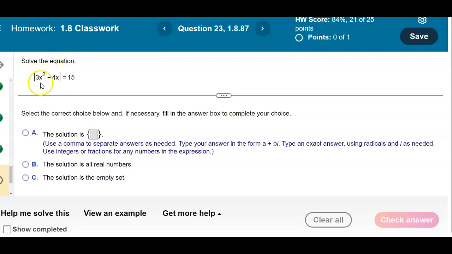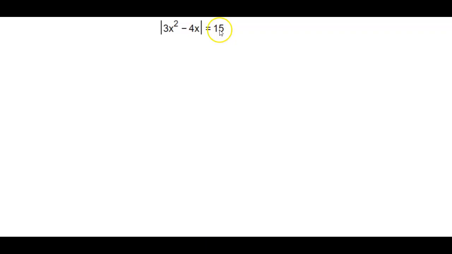Solve the equation: the absolute value of 3x squared minus 4x is equal to 15. So here is our absolute value equation. We can see that the absolute value is isolated on the left side, and we have the constant on the right side. Now keep in mind here that the absolute value of an expression, when it's equal to a constant, gives us the following definition.